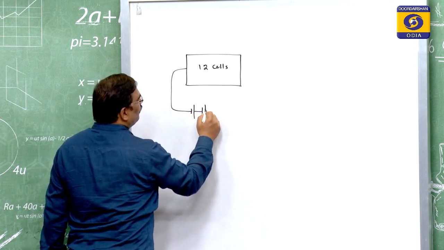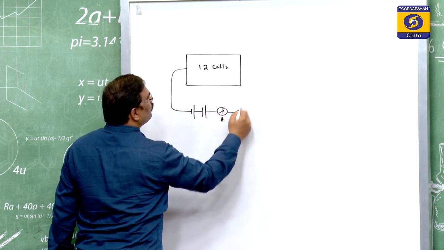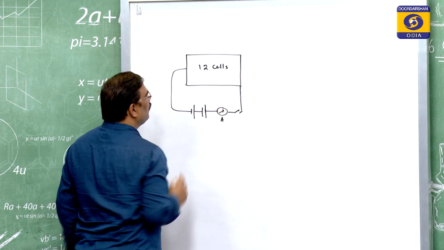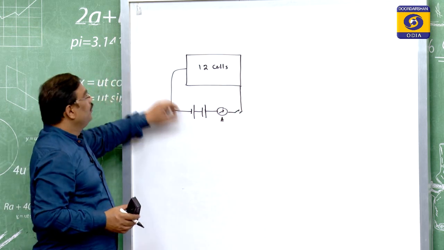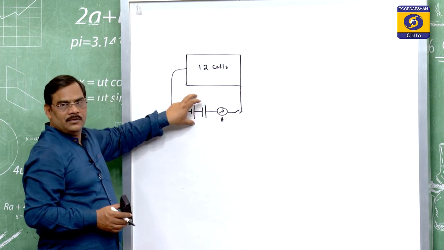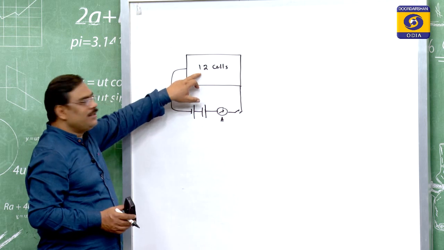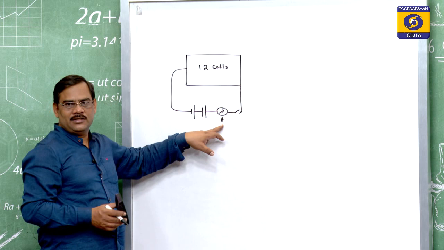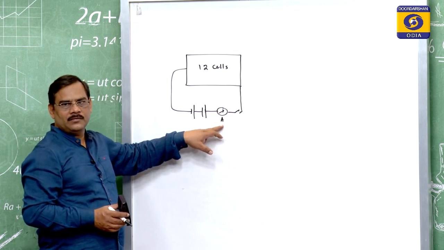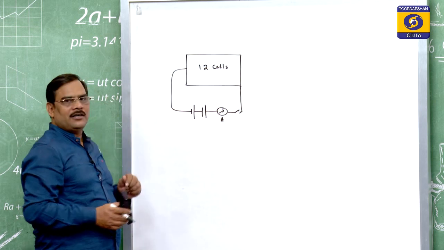with an ammeter, then if these two cells are opposing each other, we are getting a current or reading in the ammeter as 2 ampere. If they add each other, we are getting a current of 3 ampere.